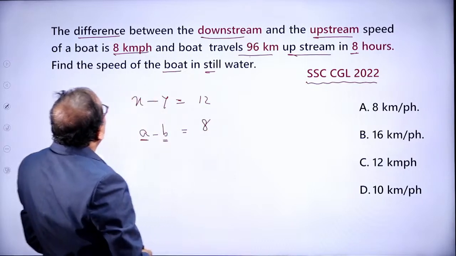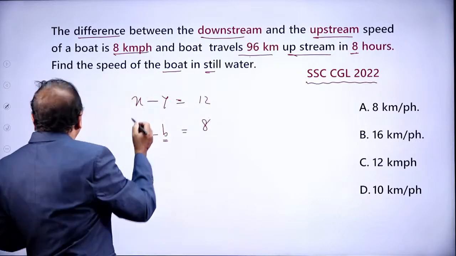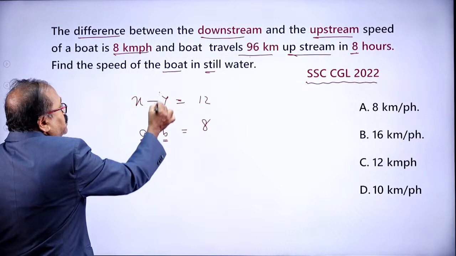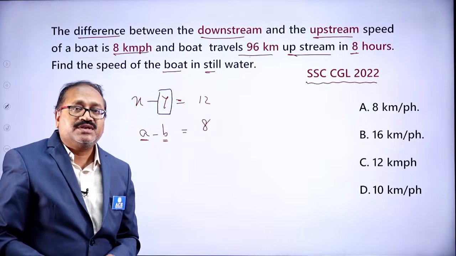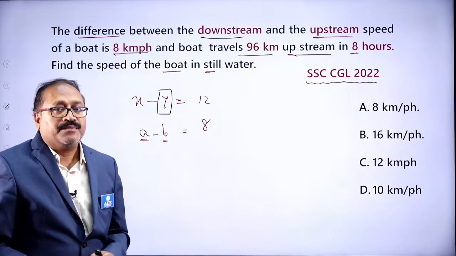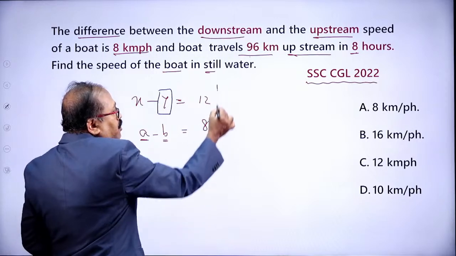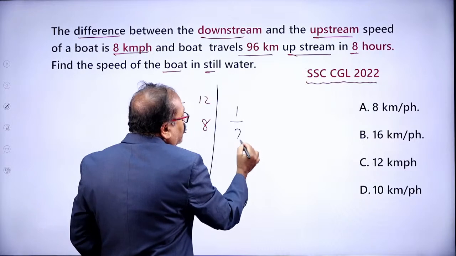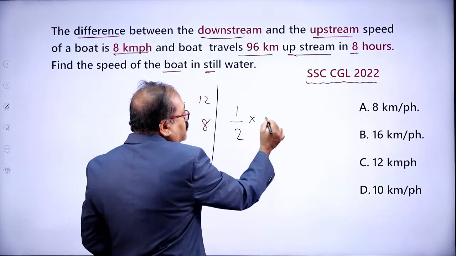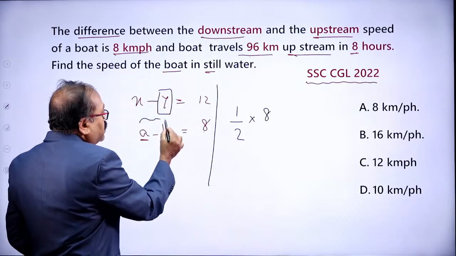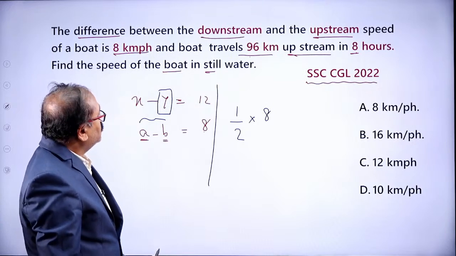8 km. And in this SSC CGL, they ask what is the y? What is y? That means what is the speed of a stream? Can you find it out? Speed of stream? Okay. Now let me tell you that in what we have seen previously, the speed of the stream is half of the difference of upstream and downstream. So the difference between upstream and downstream is 8. So half of 8, what will that be?